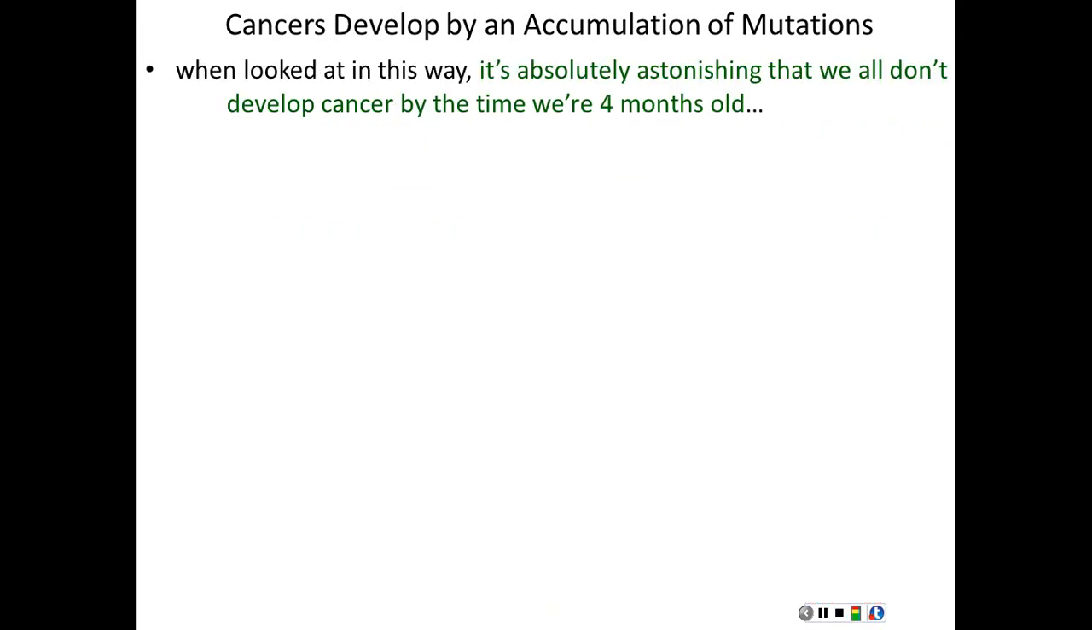When looked at that way, it's amazing that we don't all develop cancer much earlier in life with so many mutations. What protects us from early onset cancer, if we have so many mutations in our genes? What protects us is the randomness of these mutations.